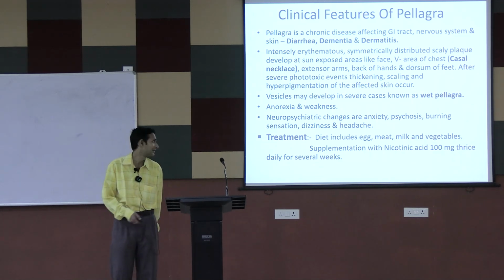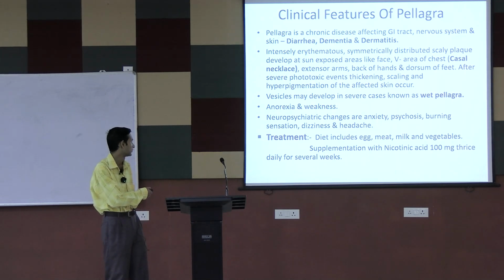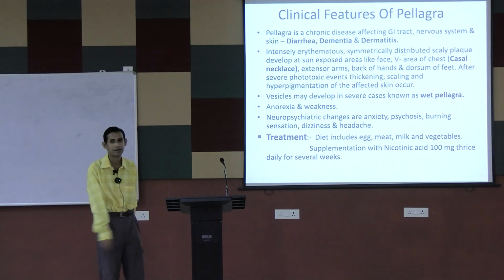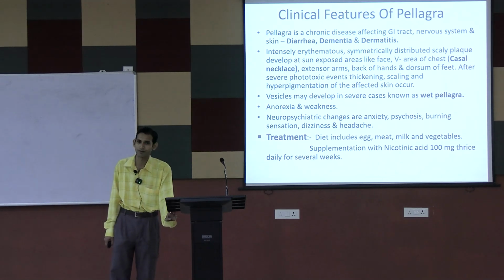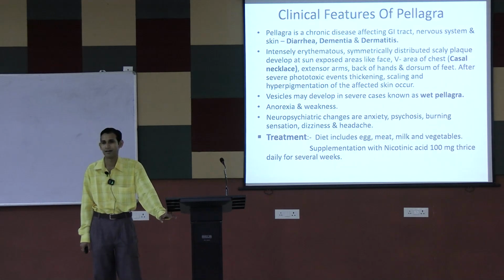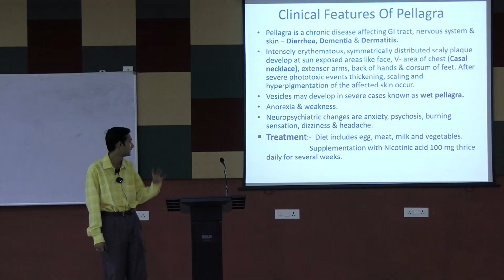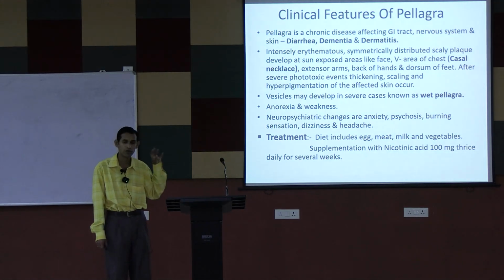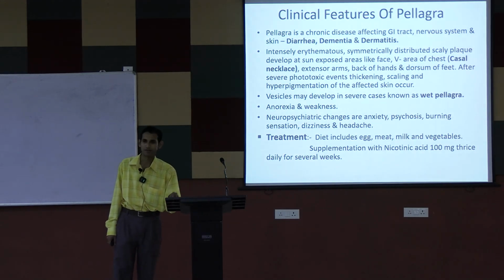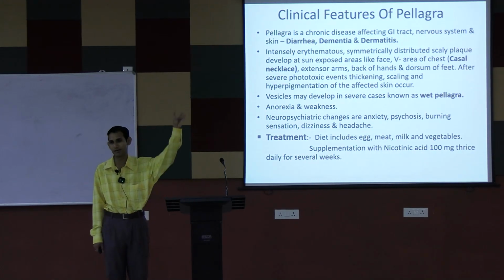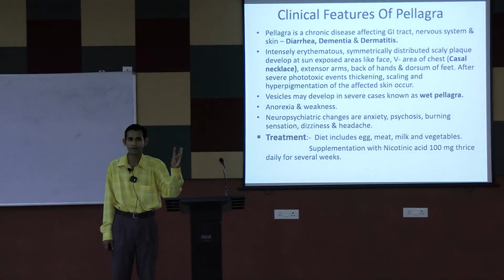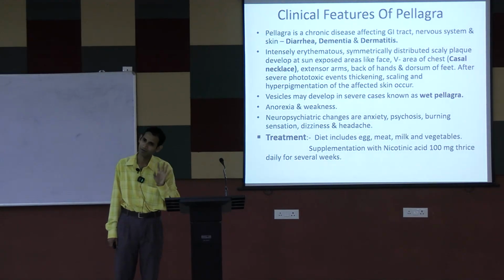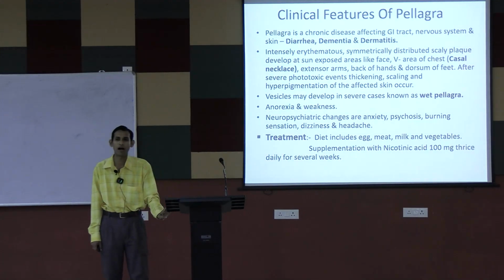So, apart from the skin changes, you have to remember anorexia and weakness, and neuropsychiatric changes, that is anxiety, psychosis, burning sensation, dizziness, headache and delusion of parasitosis. These can also occur in pellagra, and also diarrhea, that means loss of fluid and electrolytes. So, you have to remember some skin lesions, some neuropsychological problems, weakness and GI problems. Pellagra affects not only the skin, it affects the gastrointestinal tract and also the neurological system. Clear? Now, how will you treat?